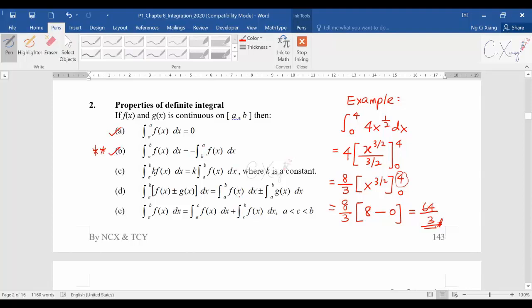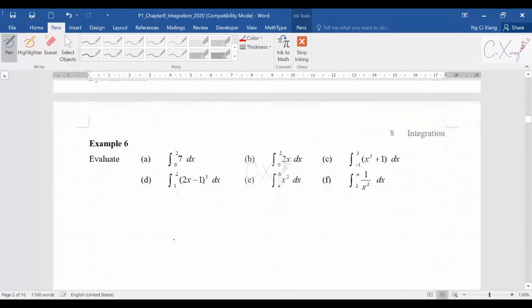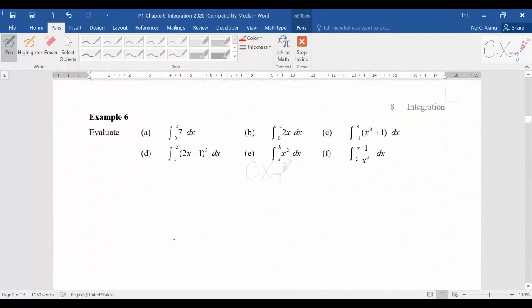Alright, then the rest I think are okay, just normal rules that you should know. But B I think is quite important. You should know about it. Alright, okay, so this part is generally a very simple revision part, only to test whether you still remember it or not. Okay, so example 6 is a very simple example to test your understanding.